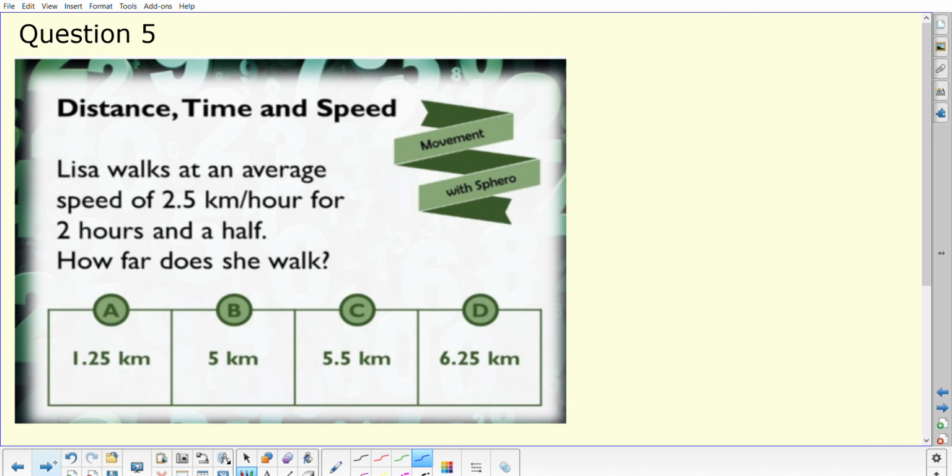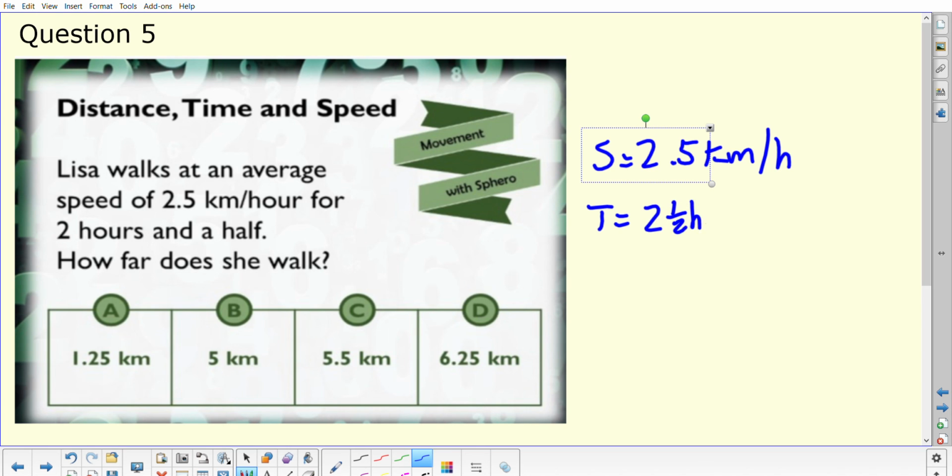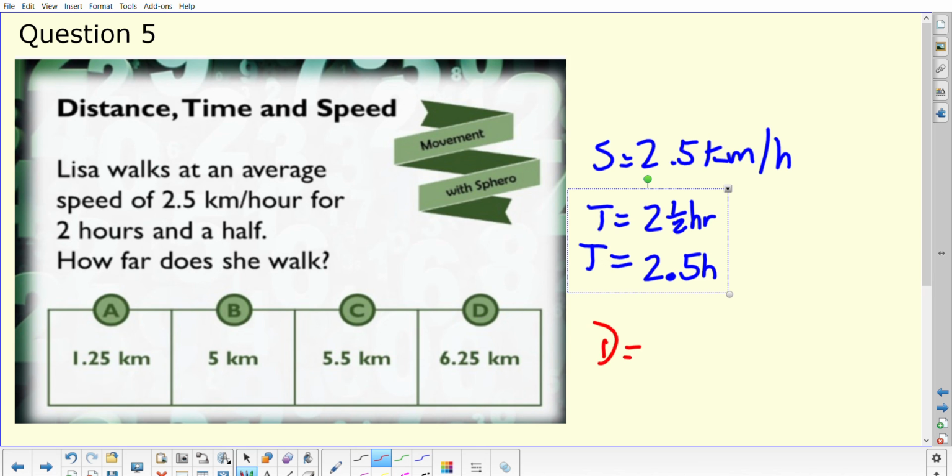So the last question you had to do, Lisa, what's an average speed? So speed was 2.5 kilometres per hour, and the time for that journey is 2.5 hours. To put that into the calculator, the half bit needs to go in as 0.5, so 2.5 hours. So this is back to a distance question, so it's speed times time. So you are doing 2.5 times 2.5. That would give you an answer of 6.25.